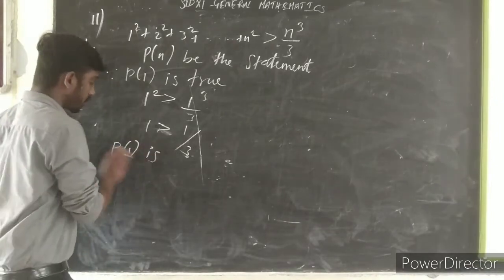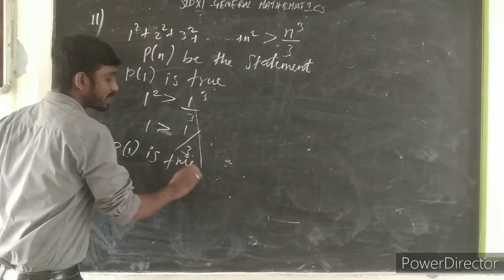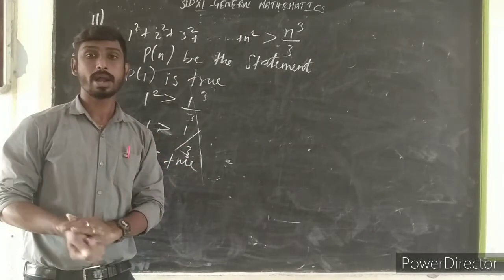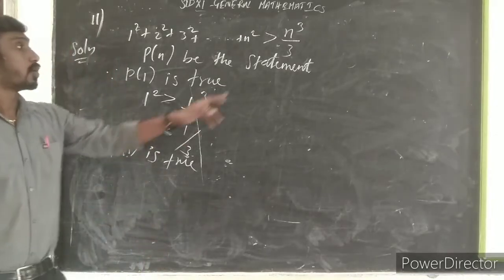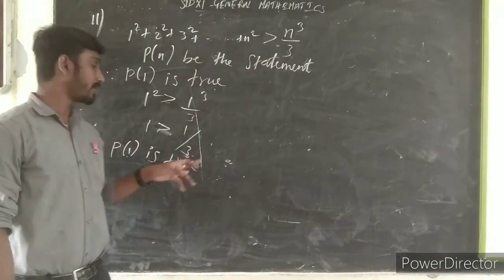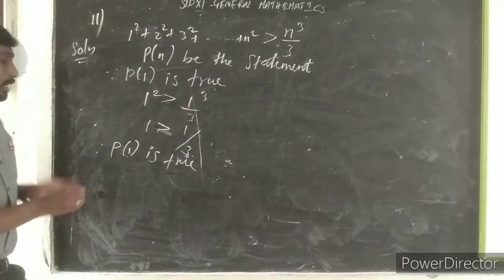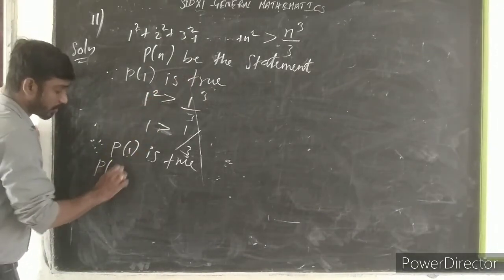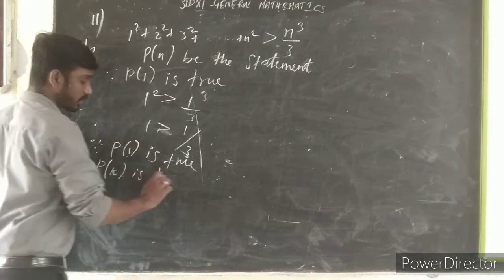In the previous sum we proved that 1 equals 1, but here the question says greater than. That's why we are using P of 1 as true here. Now we are going to substitute k. We are going to assume P of k is true.